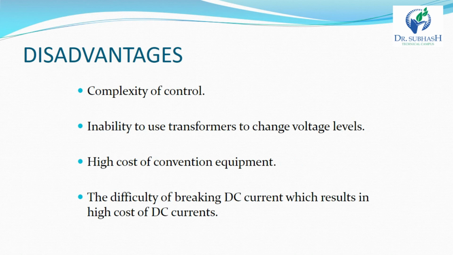Now we see some of the disadvantages of the HVDC transmission system. Complexity of control, inability to use a transformer to change the voltage level, high cost of conversion equipment, and the difficulty of breaking DC current, which results in the high cost of DC breakers. Converter substations are placed at both the sending end and receiving end of the transmission line, which results in increased cost. Inverter and rectifier terminals generate harmonics, which can be reduced by using active filters, which are also very expensive.